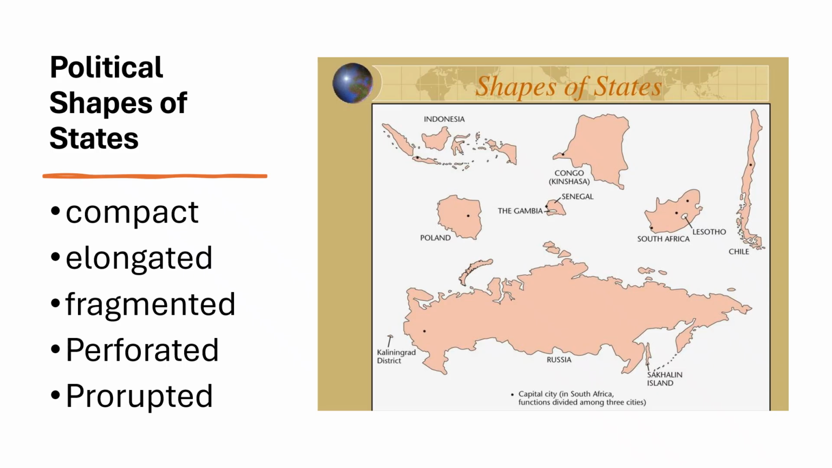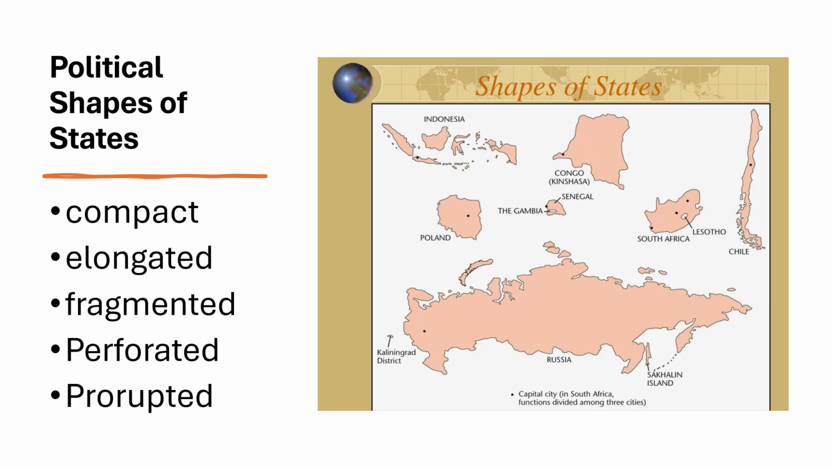Compact shapes are almost round. They're little tiny kind of round or oval countries. Elongated shapes are long and skinny. Fragmented shapes are mostly groups of islands. Perforated shapes are countries, states that have holes in them. And prorupted shapes have pieces hanging off.